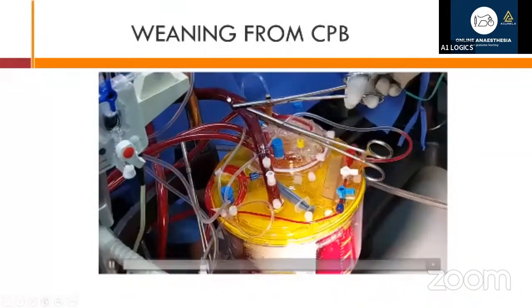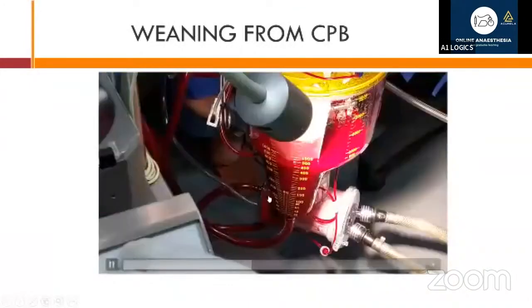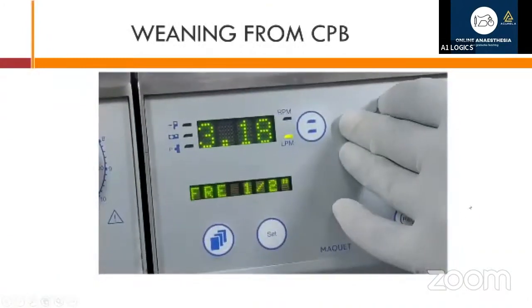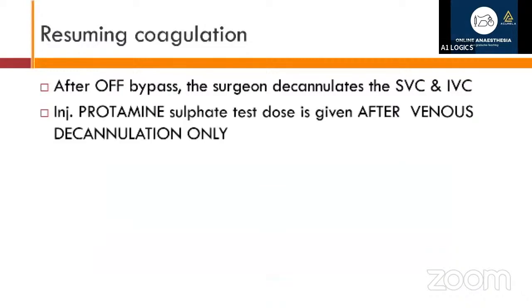See here, the perfusionist clamps the venous line, and he slowly reduces the venous reservoir volume, and at the same time, he also reduces the forward flow from the pump. So to resume anticoagulation, after the surgeon decannulates the SVC, once the bypass is off, he'll remove the SVC cannula, and you have to slowly give protamine into the peripheral line. You have to give it only through the peripheral line, and only after a test dose.